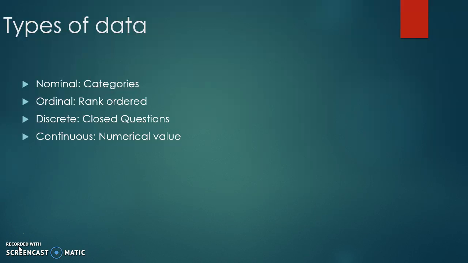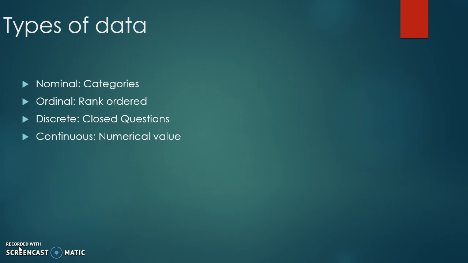Now we're on to types of data. So in here we've technically got 5 types of data: nominal, ordinal, discrete, continuous, and continuous consists of both interval and ratio data. But first of all, nominal.